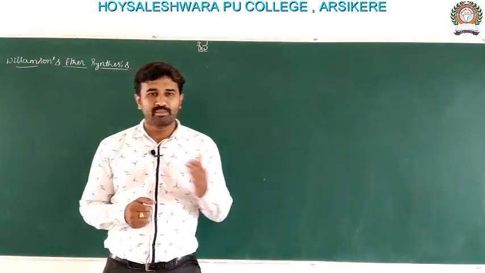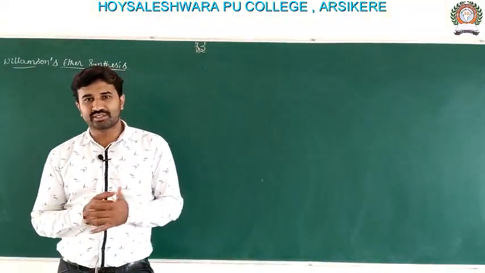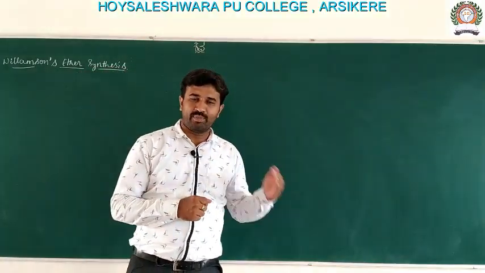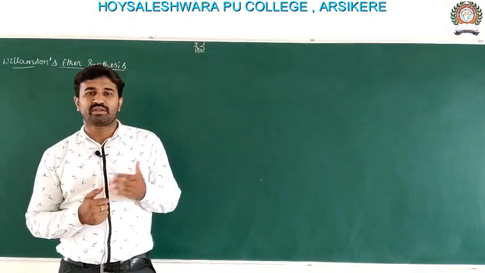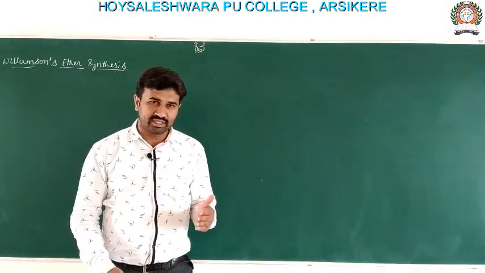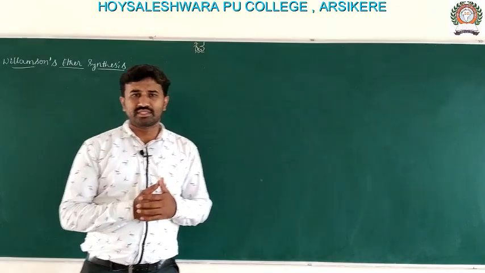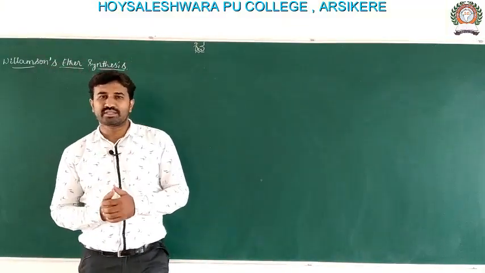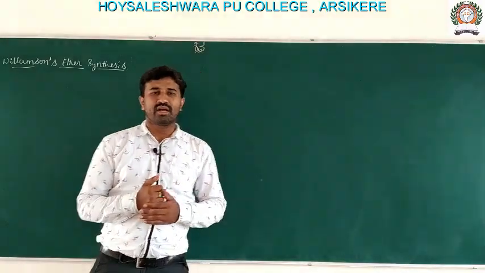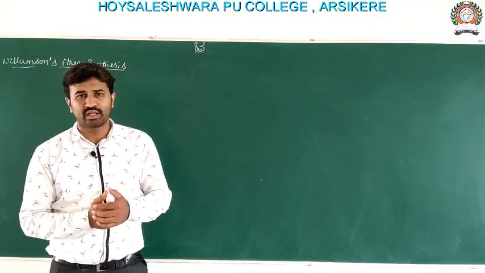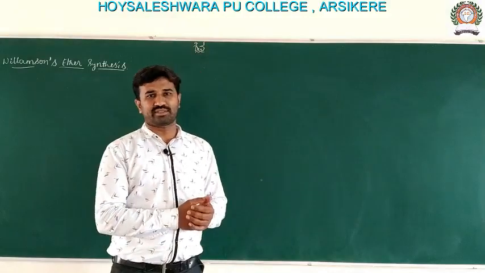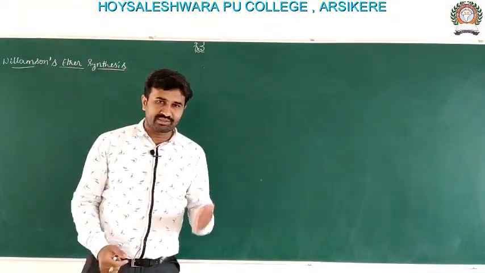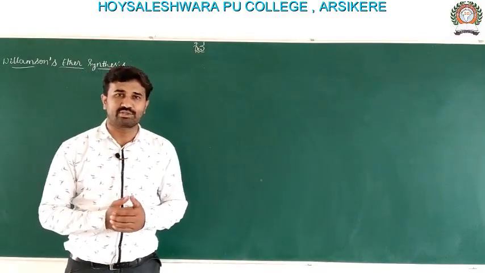In the previous session we discussed ethers, classification, the IUPAC naming system, the common naming system, followed by synthetic methods. In the synthetic methods we discussed Williamson's reaction. In Williamson's reaction, what happens? Alkyl halides upon reacting with sodium alkoxide form ethers. We have discussed the limitations also.